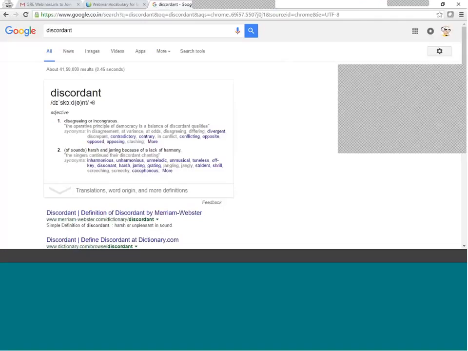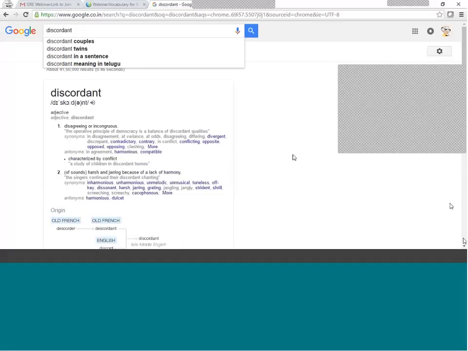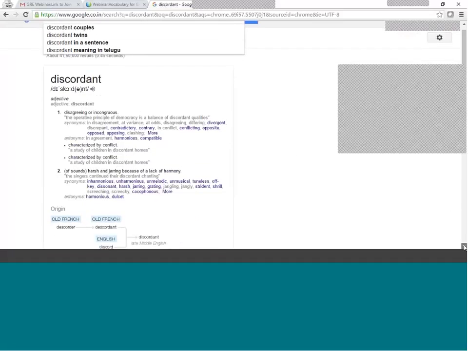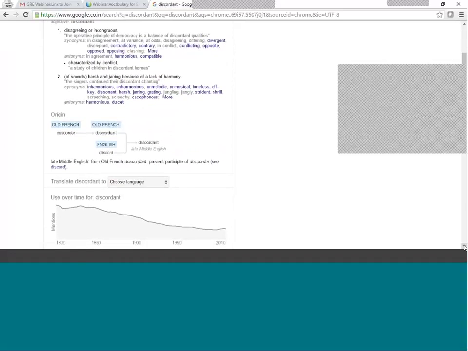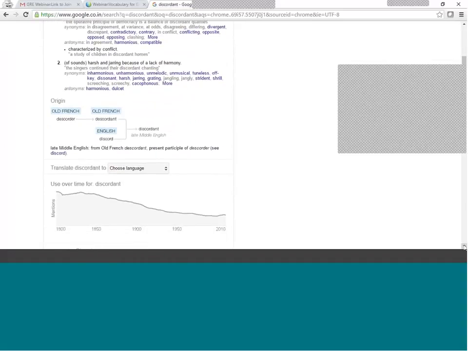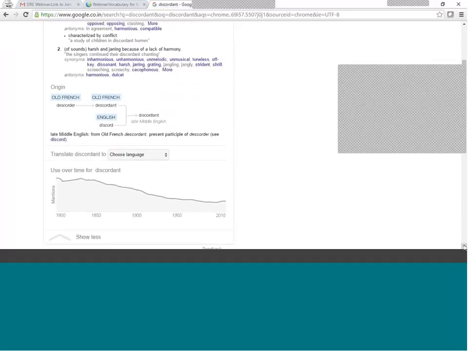Right. I just went into Google to show it to you. So when you type in discordant, the meaning of the word comes up. If you pull the arrow down, you see the etymology for that word. Can you see that?